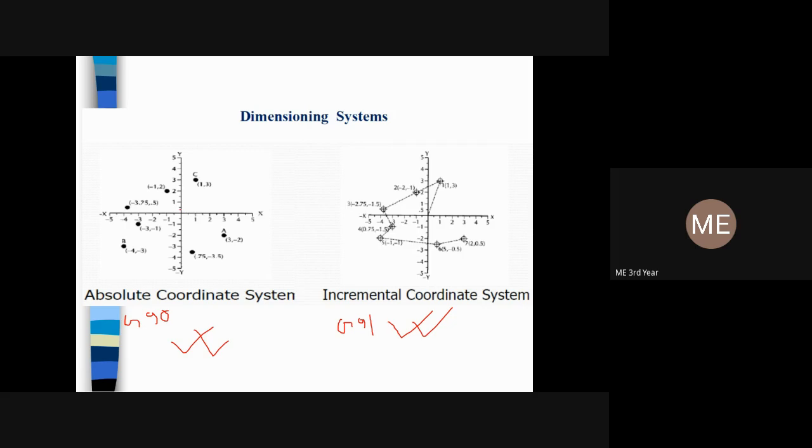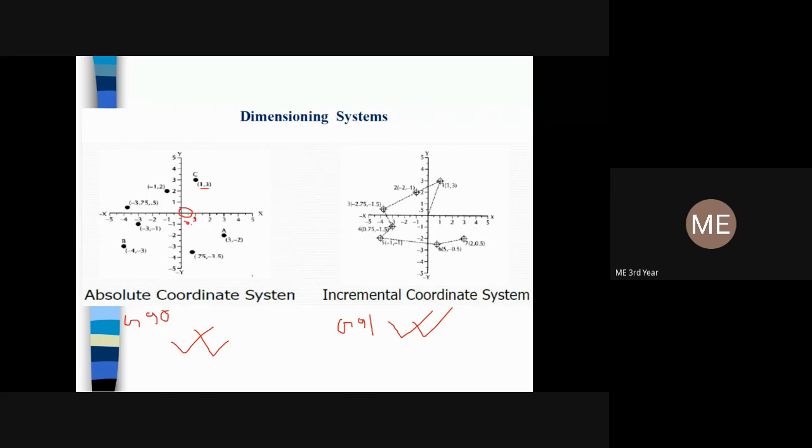What is the basic of the absolute coordinate system? The absolute coordinate system is always taken from the 0 0 point, which is the origin point of the axes. Every point, if you consider this 1 and 3, is from the 0 0. This is -1 in the x direction and 2 positive in the y direction. This is also taken from the 0 0 point, the origin point.